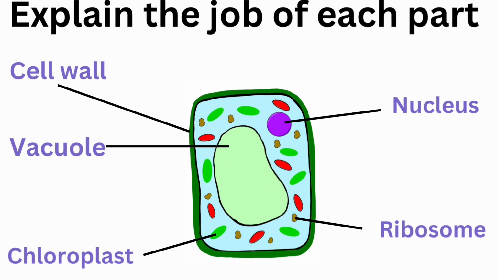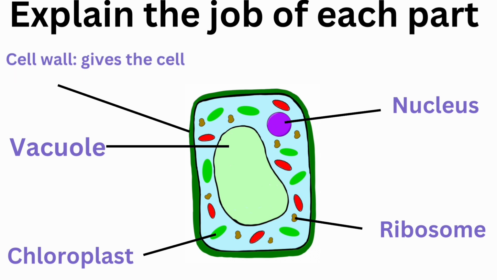If you need to, you can go back and practice that again, but if you feel ready, you can go on to the second part of the exam question, which is to explain the job of each of the parts that you've labelled. So you've got your 5 cell parts labelled now. You need to write a description of each of the jobs of those cell parts. So the first cell part is a cell wall, and the cell wall gives a cell strength and support. So we're looking for those words, strength and support.